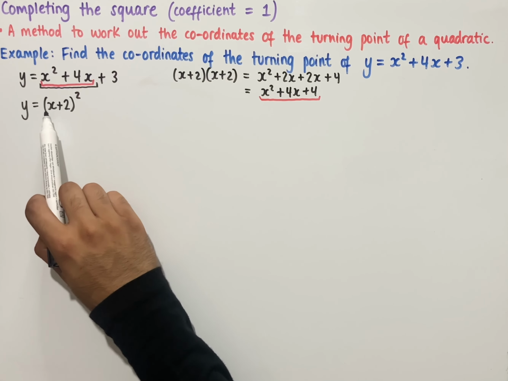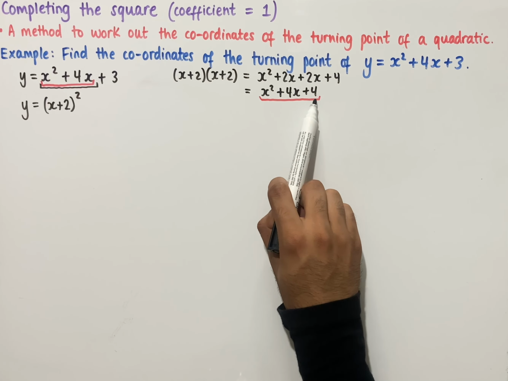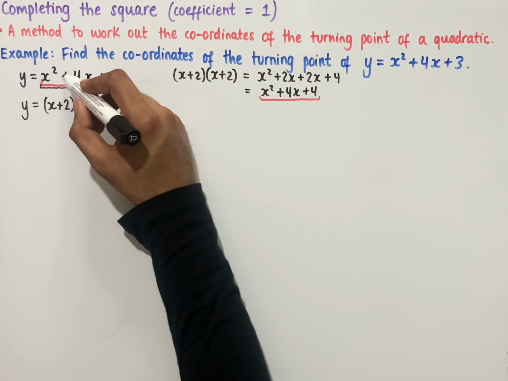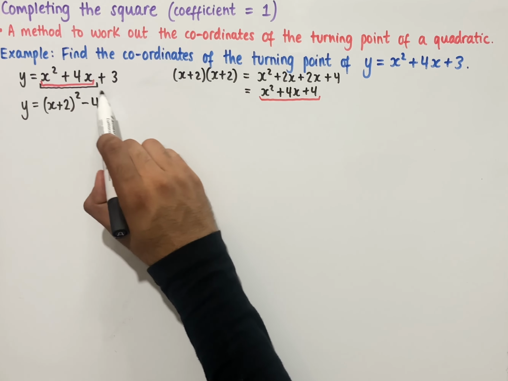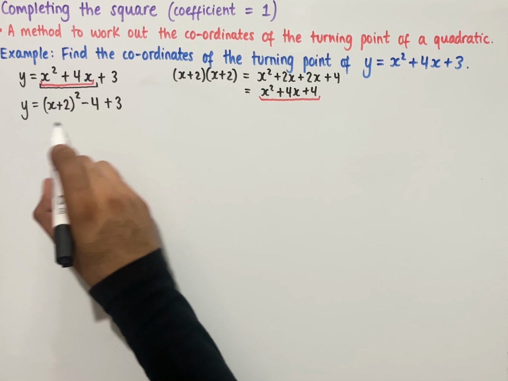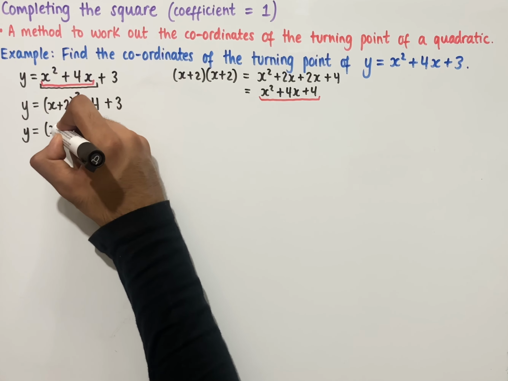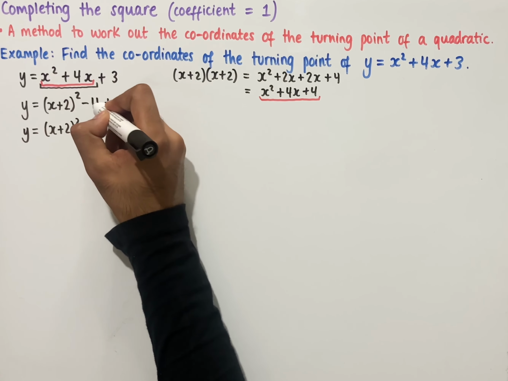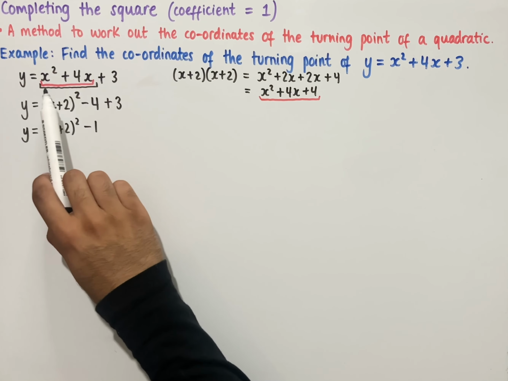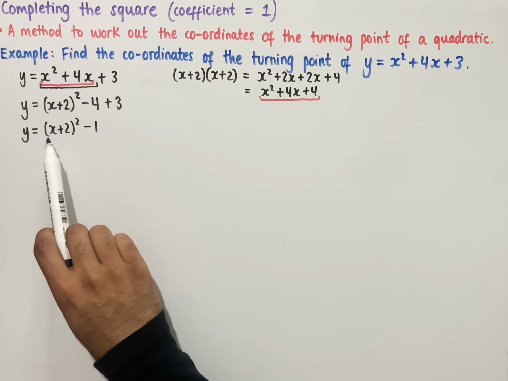And so because x plus 2 all squared expands to give us x squared plus 4x plus 4, we need to now subtract 4 so that we're left with x squared plus 4x. And since we haven't done anything to the plus 3, we can now add that on at the end. And so simplifying this, we end up with y equals x plus 2 all squared, and then minus 4 plus 3, which gives us minus 1. And so we have now completed the square on x squared plus 4x plus 3 by writing it as an expression with the squared bracket.